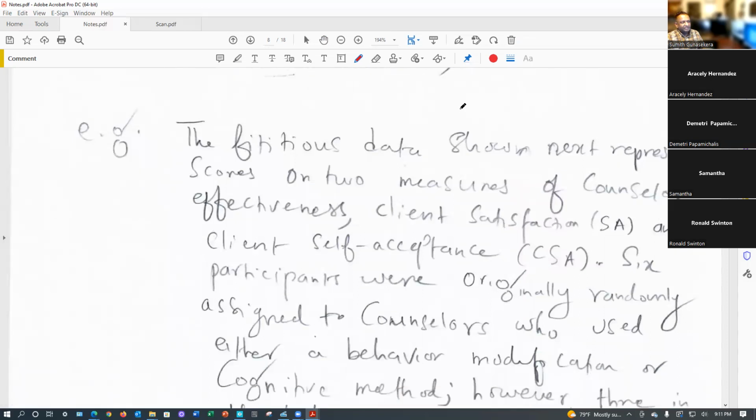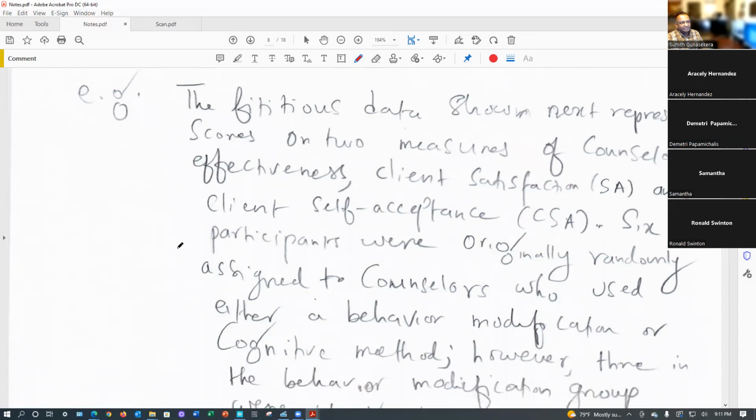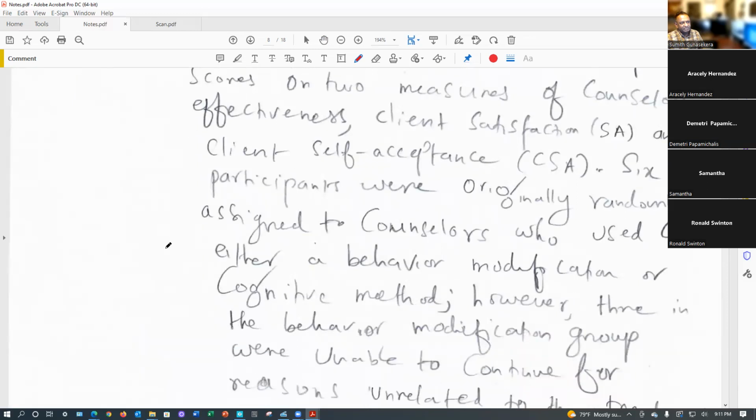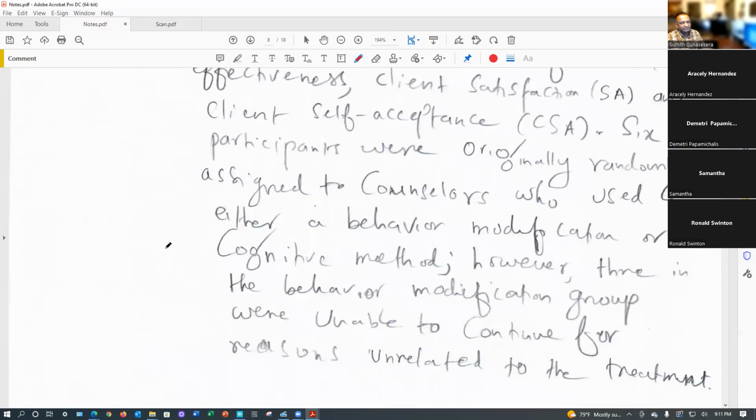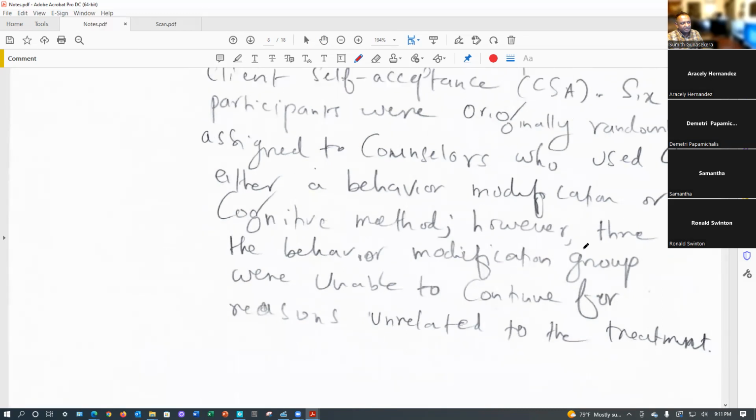There is fictitious data shown next to represent the scores on 2 measures of counselor effectiveness, client satisfaction and client self-acceptance. 6 participants were originally randomly assigned to counselors who used either behavior modification or a cognitive method. However, some in the behavior modification group were unable to continue for reasons unrelated to the treatment.